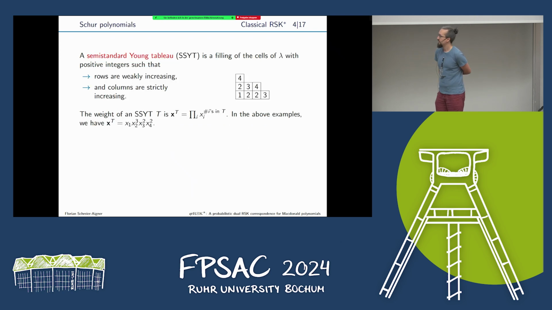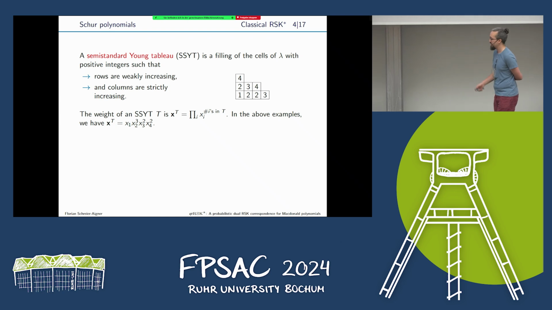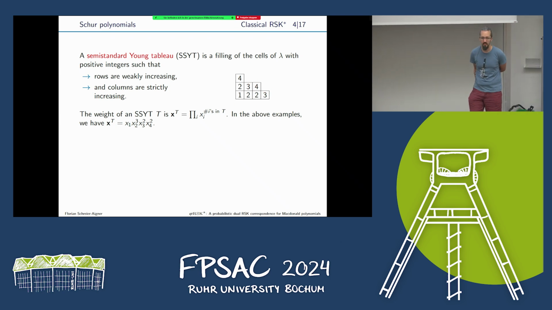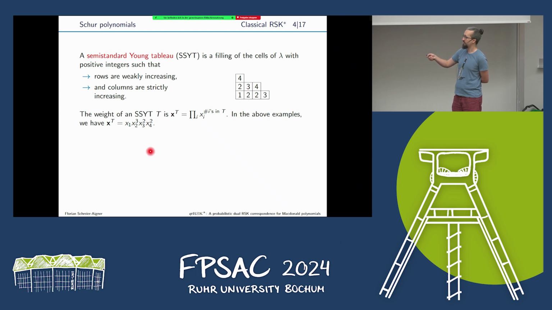Okay. And then we also have seen standard Young tableaux in a few talks already. So these are fillings of Young diagrams with positive integers, such that rows are weakly increasing and columns are strictly increasing. So here you see an example of a semi-standard Young tableau of shape 4, 3, 1. And for each semi-standard Young tableau, we define a weight denoted by bold x to the T, which is just the product over x_i to the number of i's appearing in T. So in this example, we have two 1's, meaning we have x1 squared. We have 3 2's, so x2 cubed, and so on.